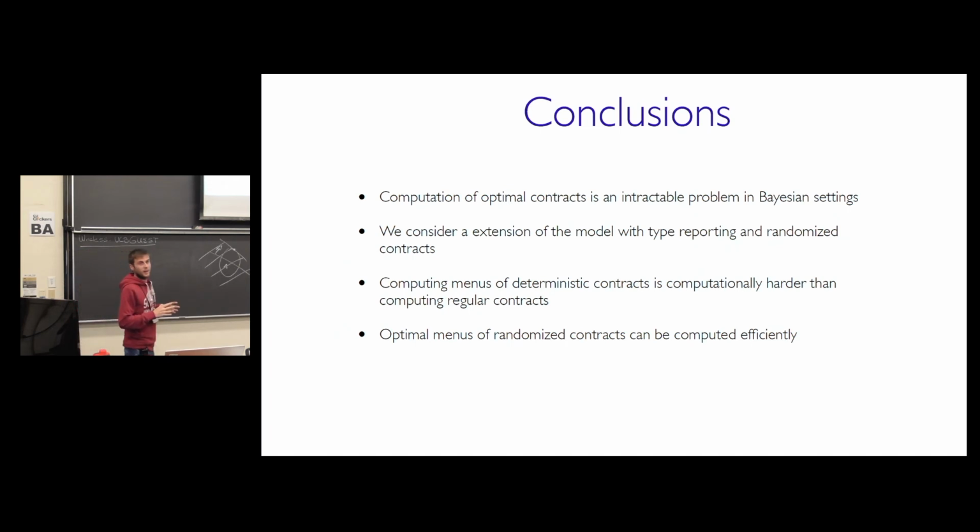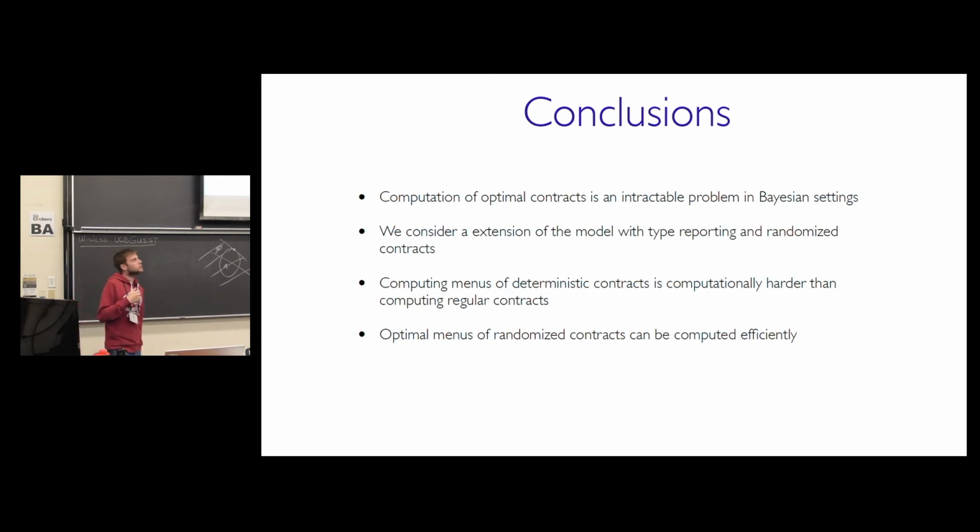Okay, brief recap. So we show that the computation of optimal contracts is an intractable problem in Bayesian settings. And we consider an extension of the model with type reporting and randomized contracts.